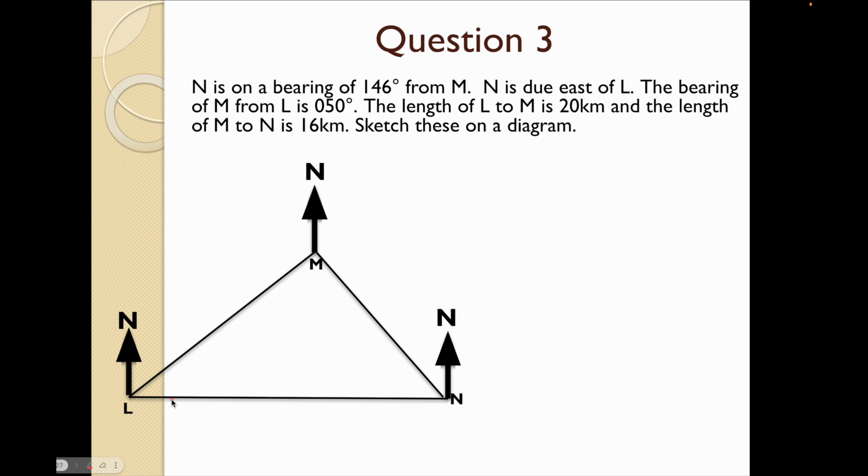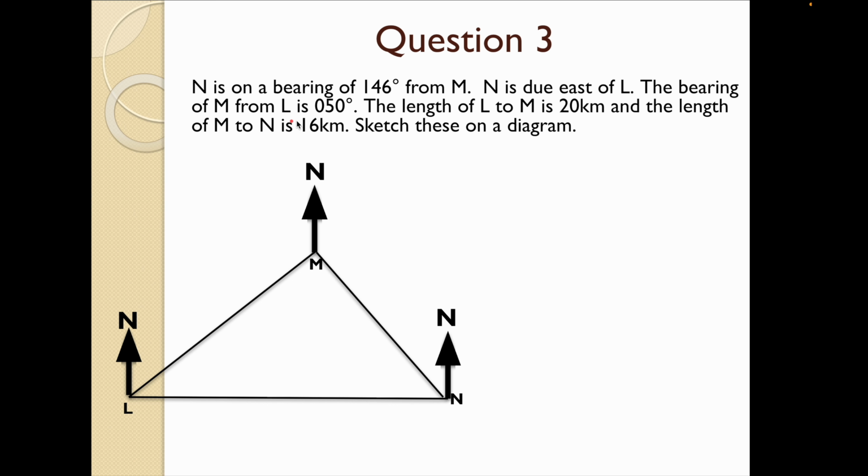90 degrees, all right? So it says the bearing of M from L is 50 degrees. So the bearing of M from L is 50 degrees. Okay, so we have to look at that. Where's our starting point? Because it says the bearing of M from L. So from always tells us the starting point. So we are starting from L and going to M at an angle of 50 degrees.